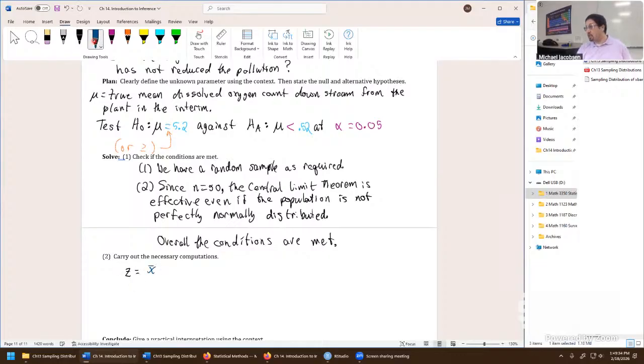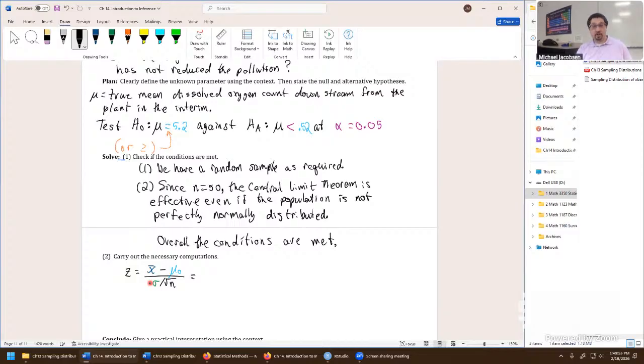It's going to be x bar minus mu naught divided by sigma, which is also divided by the square root of the sample size n. And we just happen to have all of that information ready to go.